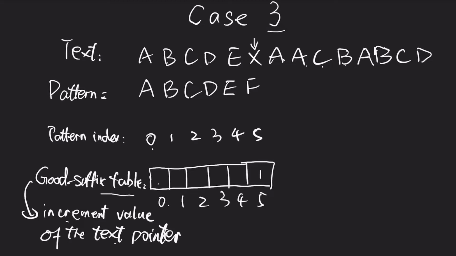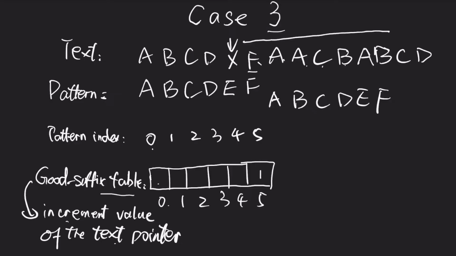And if the mismatch happened here, then there is a good suffix F. So we can shift the pattern by the length of the pattern. C, D, E, F. So the index is here. And the skip value should be from here to here, to compare from the rightmost position again.